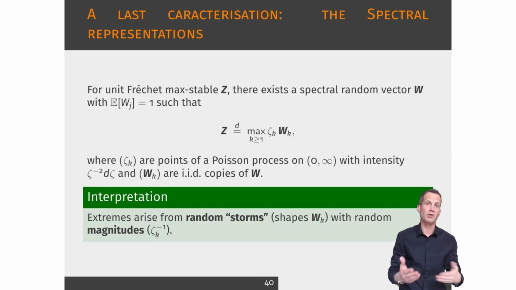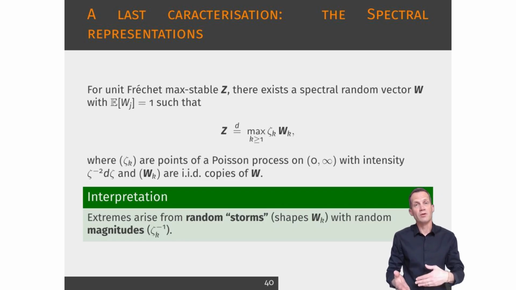This slide gives a constructive representation of simple max-stable vectors. The idea is that extremes arise as the maximum of many random events, or storms. Each storm has a random magnitude and a random shape. The random magnitude comes from a Poisson process, while the random shape is described by the spectral random vector. Component by component, the observed extreme is obtained by taking the largest contribution over all storms. This representation is very intuitive for spatial or environmental extremes where a single event may generate a whole pattern of large values over several locations.